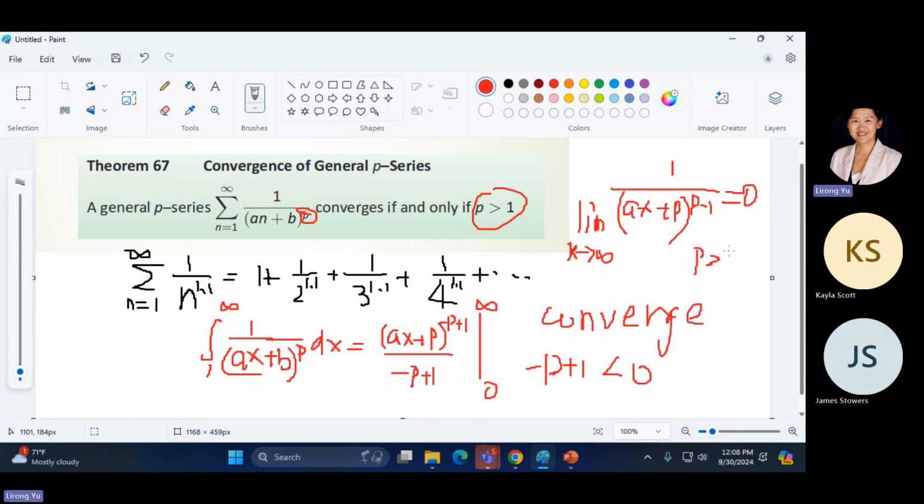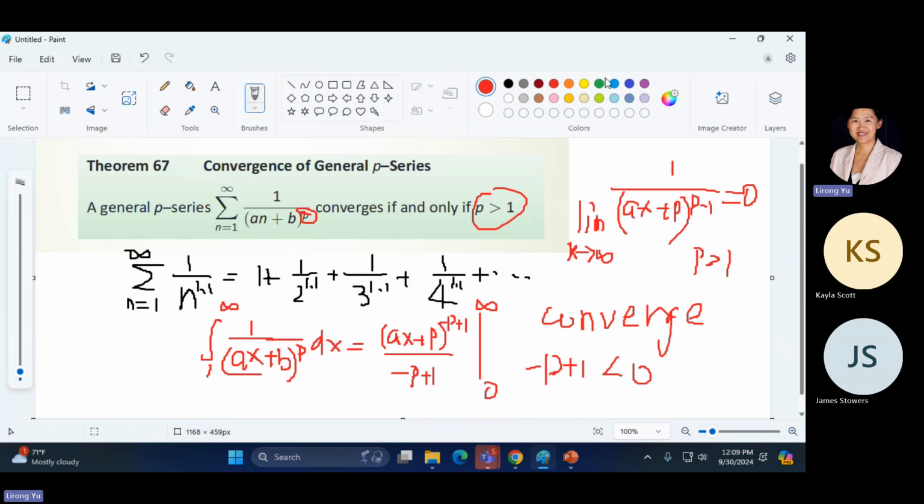Suppose p is bigger than 1. If p is less than 1, we have a problem. If p is less than 1, then this is 1 minus p, which will be positive, and this will be in the numerator, right? You'll be calculating (ax plus b) to the power of 1 minus p. When x is going to infinity, this is infinity, right? Divergent situation. So we want to make sure p is bigger than 1, because we want to guarantee that at infinity, the limit value actually equals 0. This is what we're trying to do.